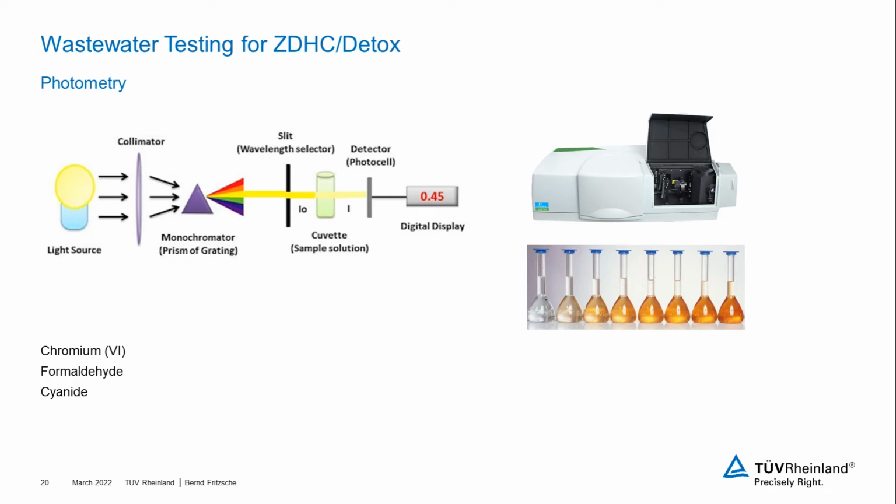First we have a look at a very widely used technique. This is photometry. We basically use a light source, filter out a certain wavelength of the light emitted, pass it through our sample solution, and then register the absorption that our analyte causes in this solution. Based on the absorption we can draw a calibration graph and therefore determine the content of our analyte.